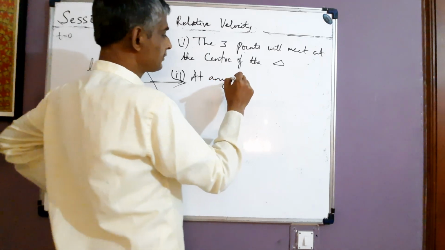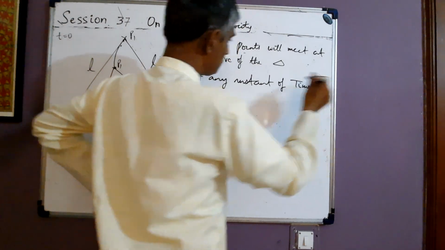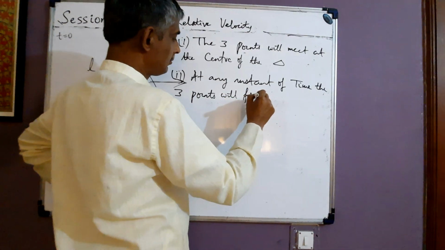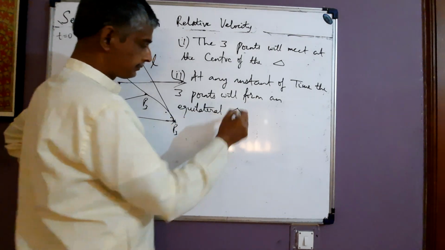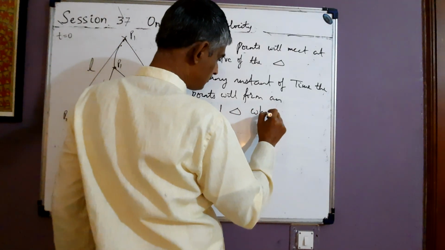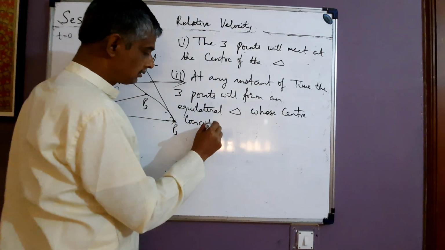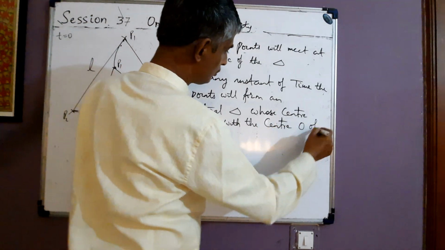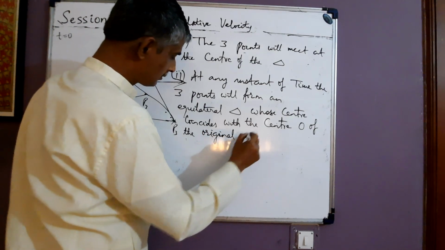At any instant of time, the 3 points will form an equilateral triangle whose center coincides with center O of the original triangle.